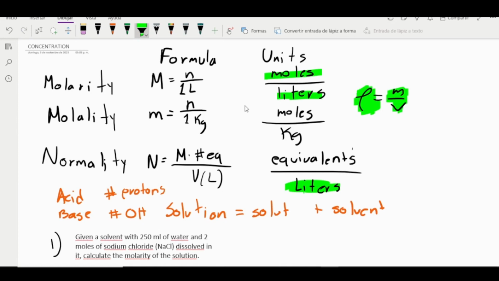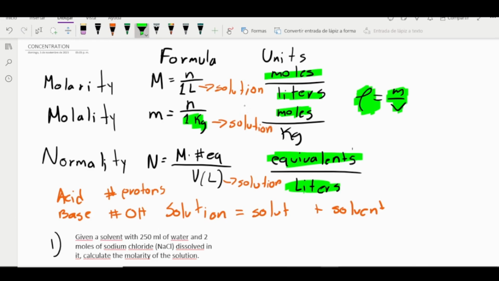So, for example, here we have moles, and we also have equivalents. And here, depending on the unit that we require, we can use the volume or we can use the mass. But here we talk about the solution: liters of the solution, or volume of the solution, or even kilograms of the solution.